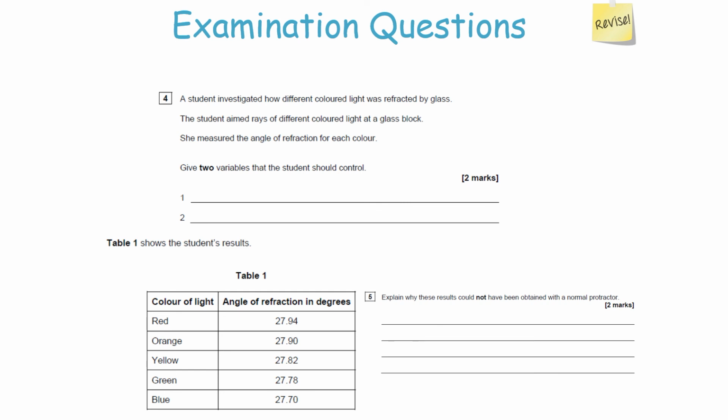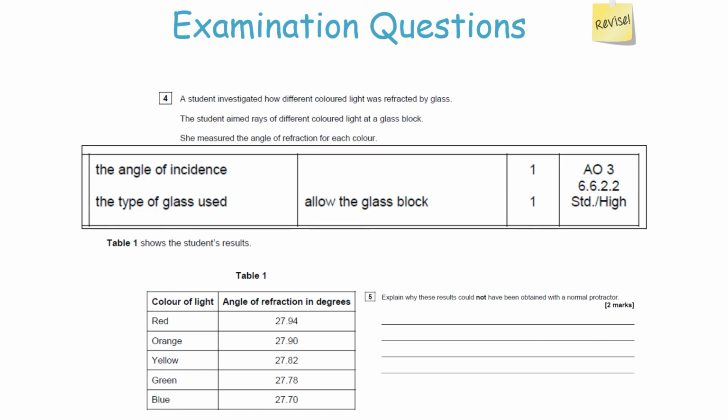So, first thing we've got to think about is, with control variables, what do you have to keep the same so you get some valid results? Now, the colour is the independent variable, is what you're changing, and the dependent variable is what you're measuring, the angle of refraction. So the only thing we want to vary our angle of refraction is the colour. So think to yourself, what else could affect the angle of refraction? And you've got to control them, keep them the same. So the angle of incidence has to be kept the same, because if you change the angle of incidence, it would affect the angle of refraction, and also the type of glass, or the glass block, the material, because the material it's going through would affect how much it refracts as well. So those are the two major answers.